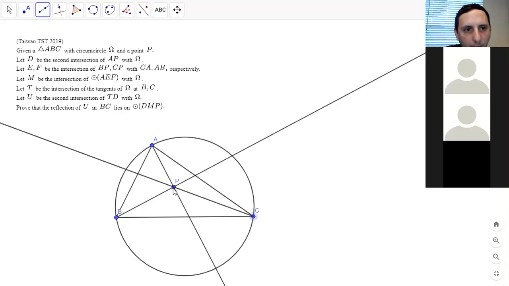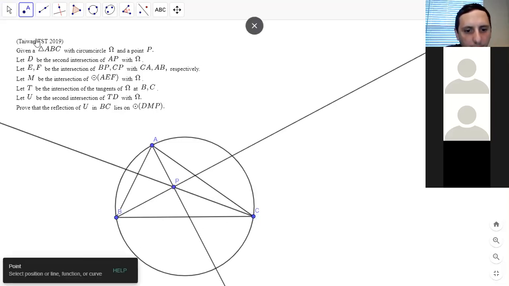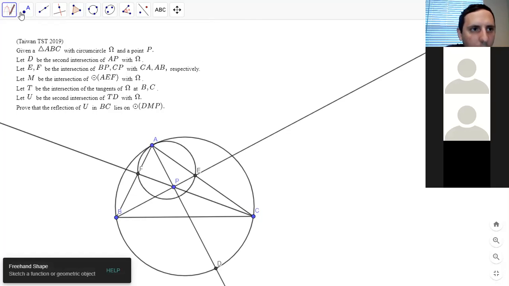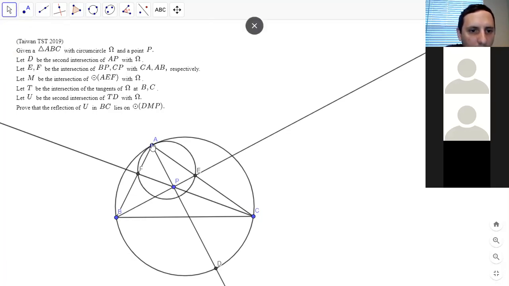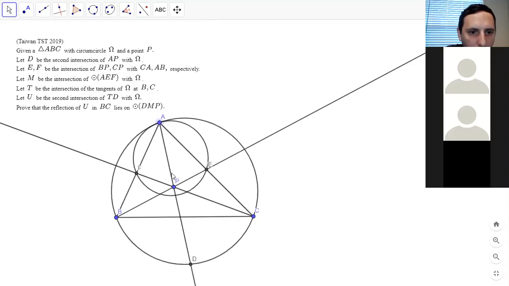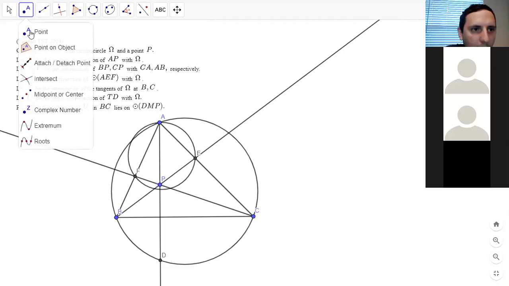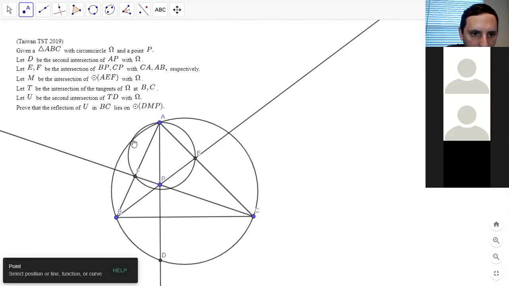So AP meets the circle at a point D, and BP, so this is E and F, and M is the intersection of the circle AEF with omega, not gamma. Whoops, what happened there? Okay, let me make P a better point, so there we go. Okay, so this is M.